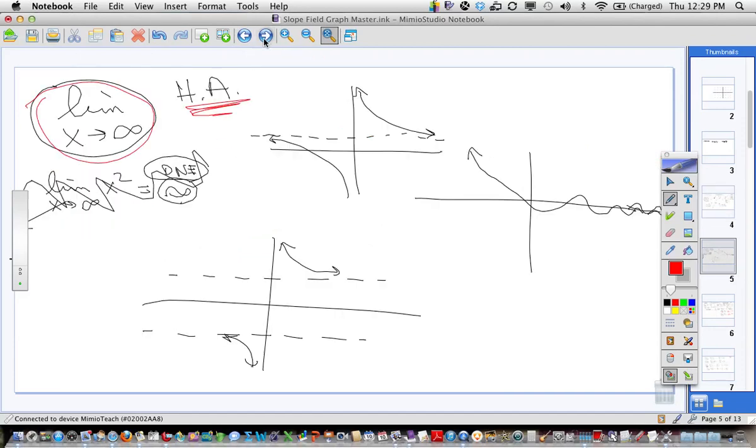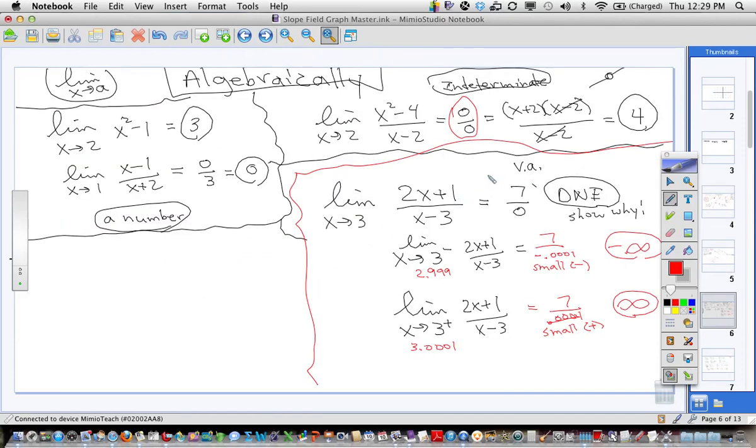And that would be this type of problem right here, where we plug in a 3, we get 7 over 0, and so we talked about that yesterday. If you get 7 over 0, 5 over 0, something like that, you think, hey, that's a vertical asymptote situation. And so what I need to do is say does not exist, but then I have to show why. So I have to look on the left.